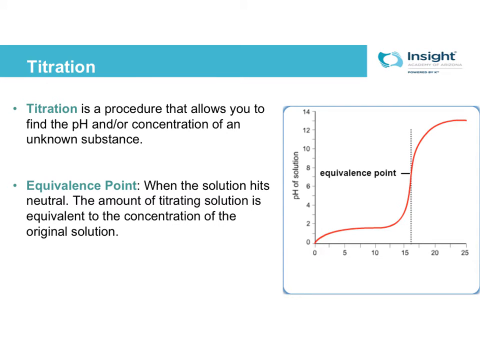Titration is a procedure that will allow you to calculate or figure out the concentration of an unknown substance. What we can do is take an unknown substance and then add either a concentrated acid or a concentrated base, and then measure when this equivalence point is reached, or the solution hits neutrality. You can use litmus paper or something like that to measure when you reach neutral in your solution. When that happens, the concentration of the amount that you added of your known substance is going to be equal to the concentration of your unknown substance, or what it was at the beginning.